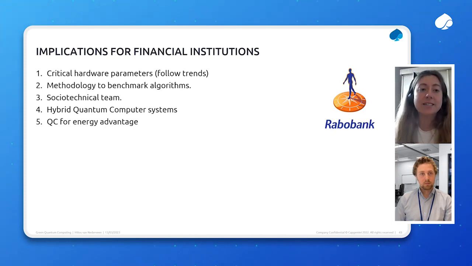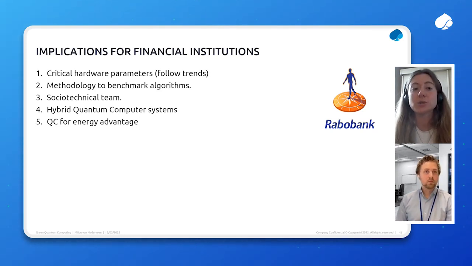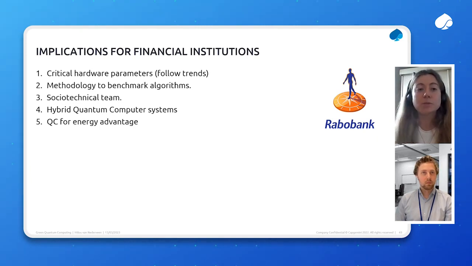The right implementation of quantum computing requires a social technical team at those financial institutions, in particular to stimulate this quantum energy advantage and also to avoid the Jevons paradox. Then the first usage will be hybrid quantum classical computer systems. And in the end, we expect that financial institutions will be able to use quantum computing also for the energy advantage for their financial calculations.